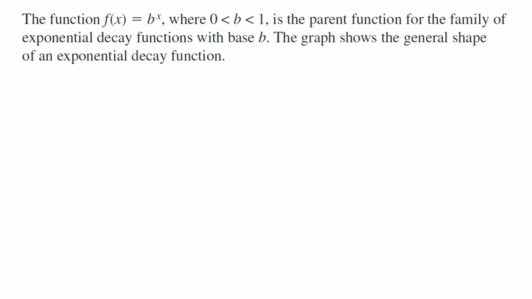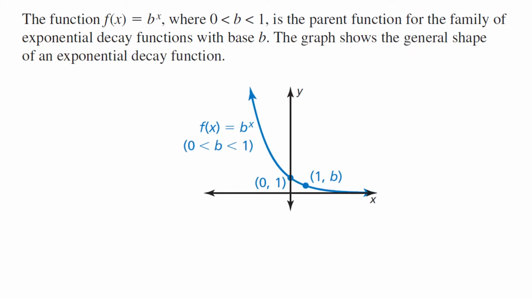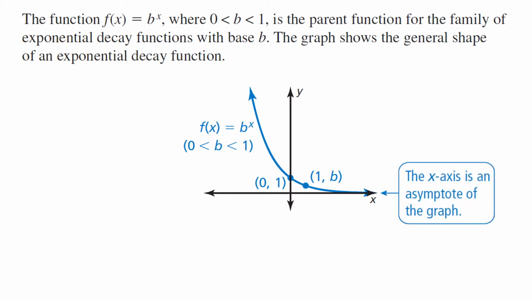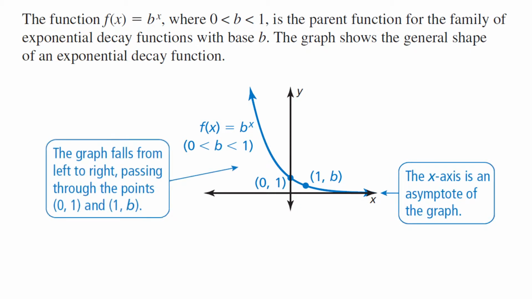Now, if b is positive but less than 1, then we get decay instead of growth. We still hug our asymptote, and we still find ourselves going through 0, 1.